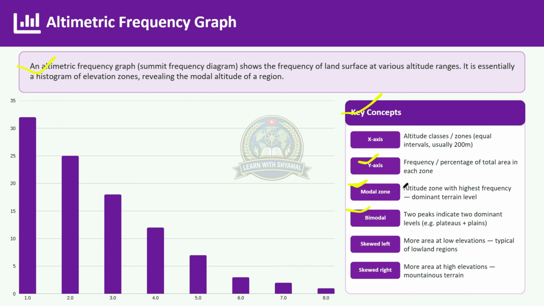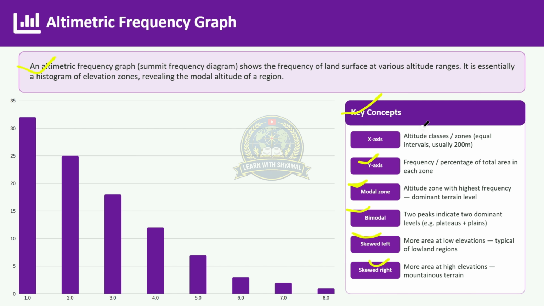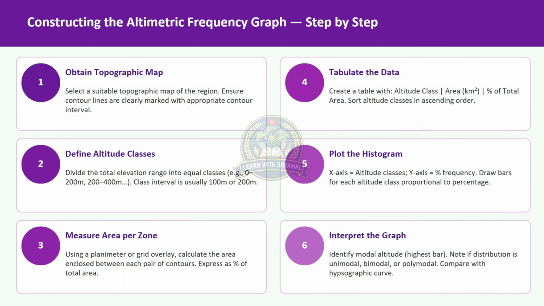Bimodal: two peaks indicate two dominant levels, for example plateaus and plains. Skew to the left: more area at low elevations, typical of lowland regions. Skew to the right: more area at high elevation, mountainous terrain. Okay, constructing the altimetric frequency graph step by step.